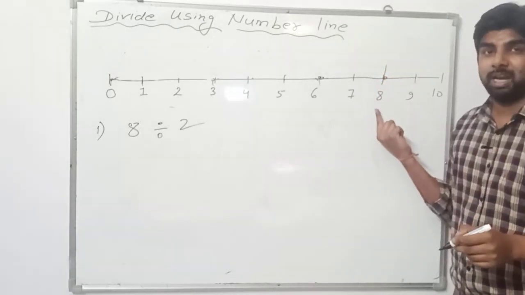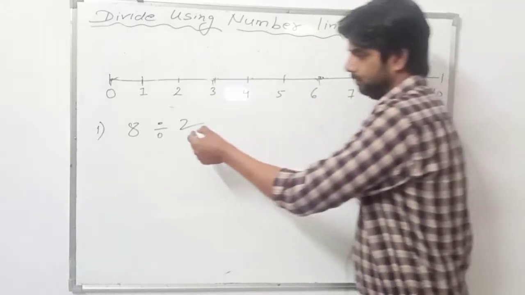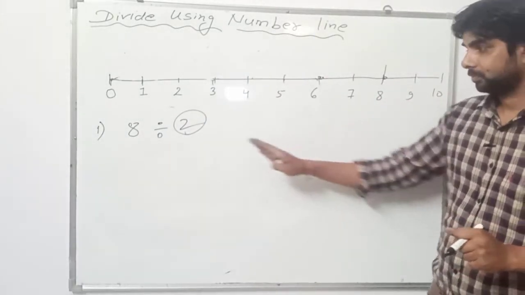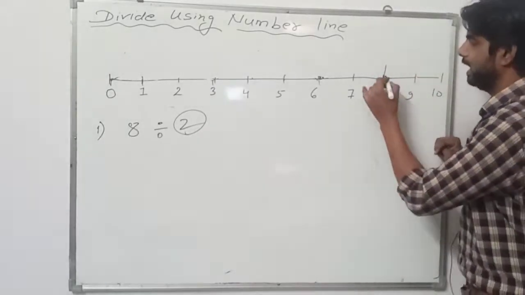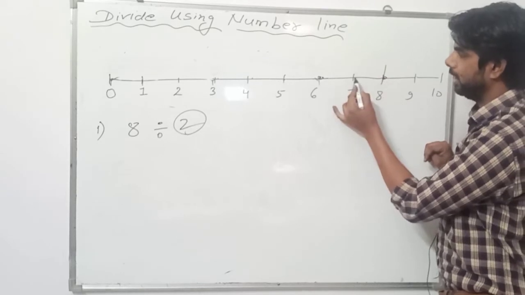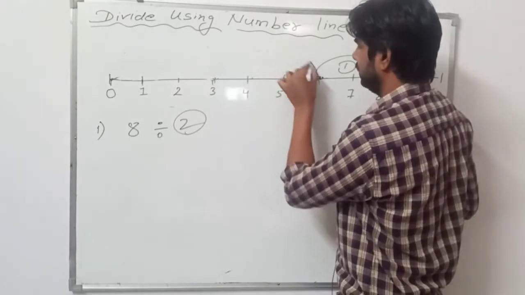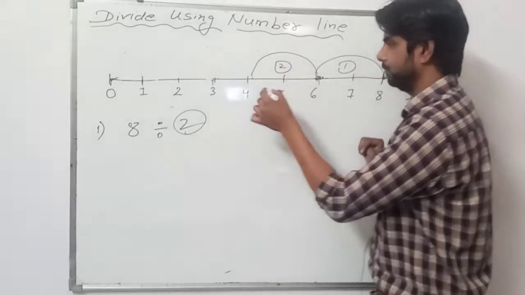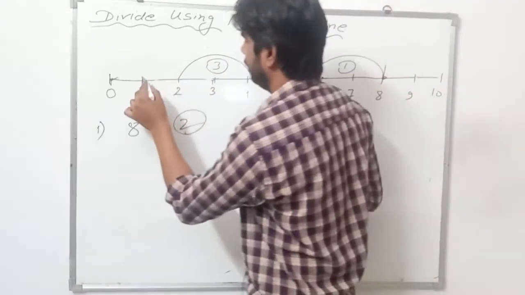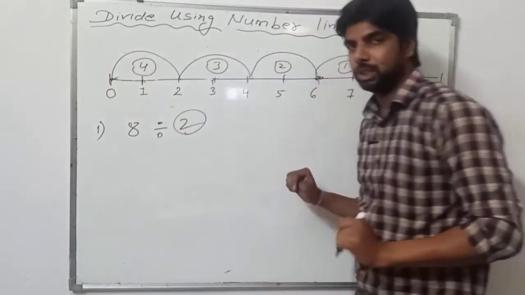How many steps do we have to take, meaning how many steps do we have to move to reach 0? 2. How many jumps or steps do we go backwards? 2 steps. We are at 8 because we have to divide 8. So we move 2 steps: 1, 2, the first jump. Now 1, 2, our second jump. Again 1, 2, we reach 2, our third jump. And again 1 and 2, this is number 4. So we have reached 0 now.